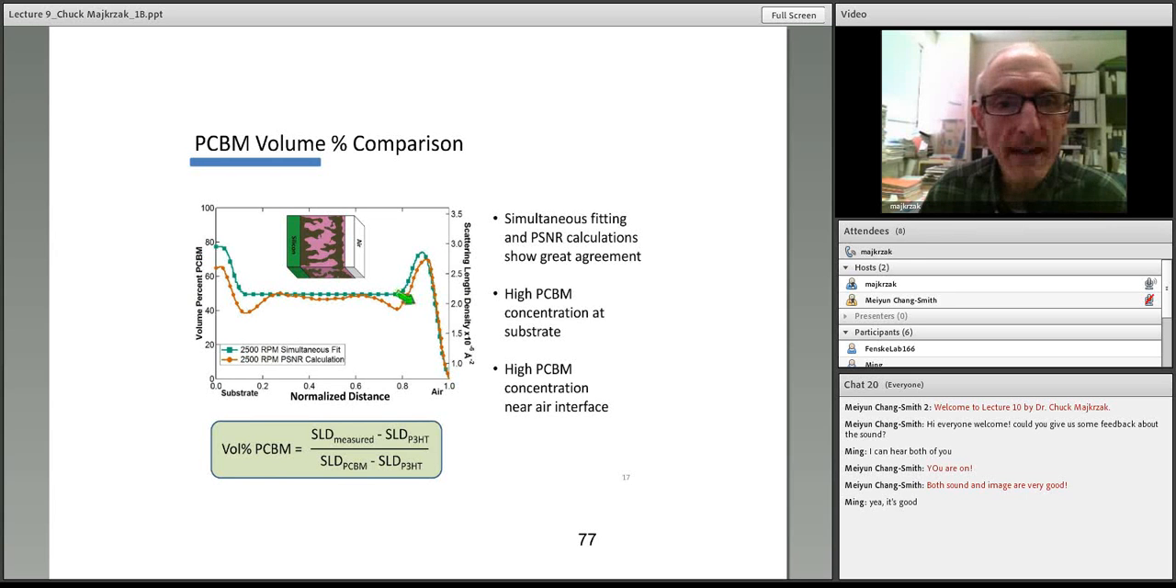And it turns out that the PCBMs have a higher scattering length density, and they show up clearly as a concentration at both the interfaces. So a cartoon rendition of this scattering length density profile looks something like this. This PCBM material is concentrated next to the silicon substrate as well as next to the air.